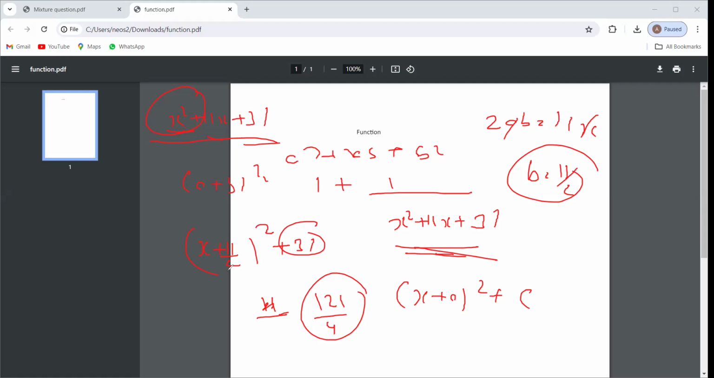If you are adding 121 by 4, you need to subtract also 121 by 4. So what would it be? 3 by 4. Right? So can I write 1 divided by (x plus 11 by 2) whole square plus 3 by 4.